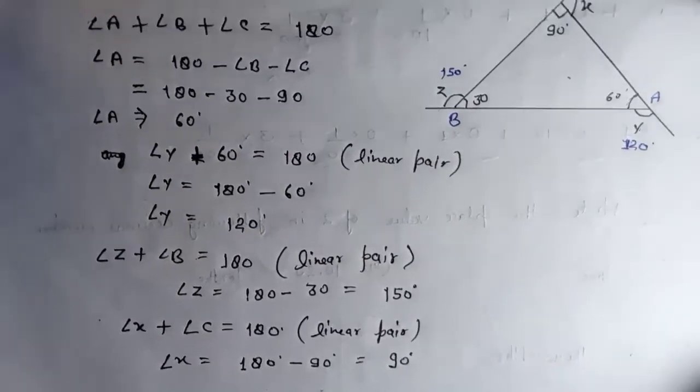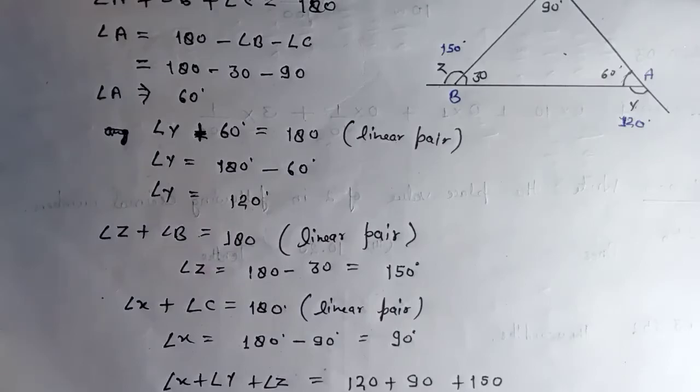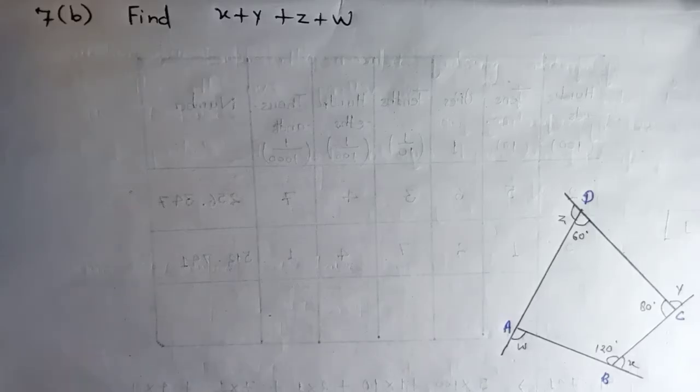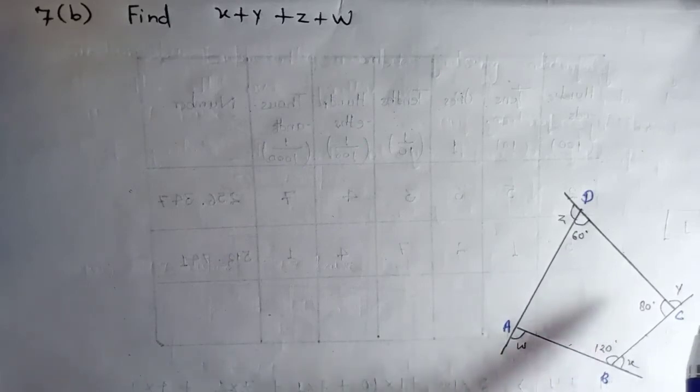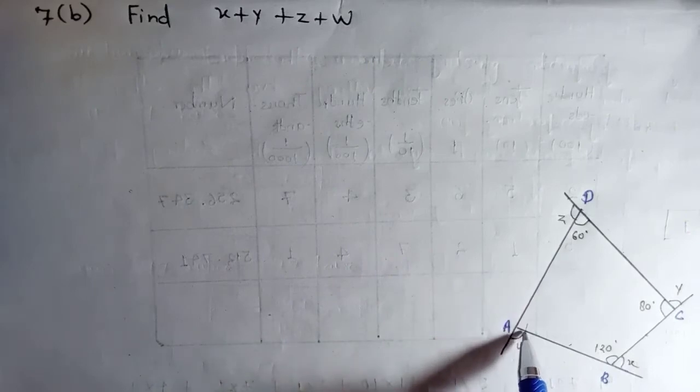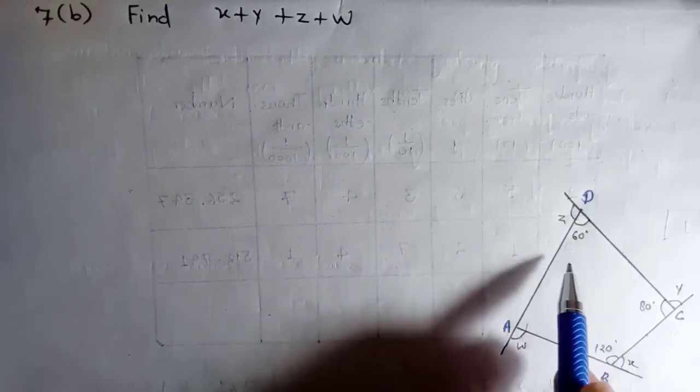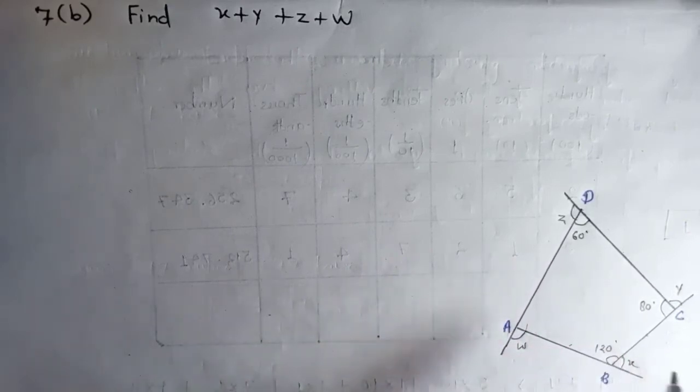So first draw this diagram and then solve the question like this. In part B of question number 7, we have to calculate the sum of exterior angles again, that is x plus y plus z plus w. So how to calculate that? See, we have a quadrilateral here. There are 4 sides, 1, 2, 3, 4, and the sum of interior angles of the quadrilateral is 360. We know that. So to obtain this, first we can subtract the sum of these 3 angles from 360.